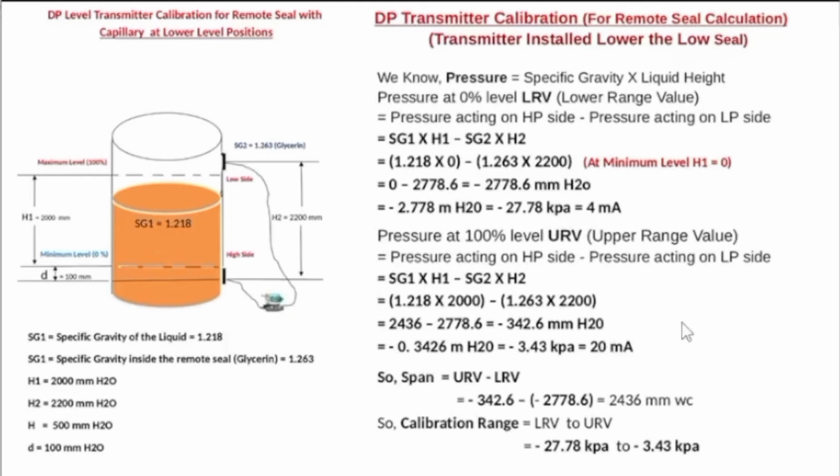And on the other hand, URV will be when the level is full, then 1.218 this specific gravity into this height 2000 millimeter minus this specific gravity into this total height, and we will get the same result as previous. So if we consider the level transmitter is below this minimum level, the result will be the same, and we will see that.